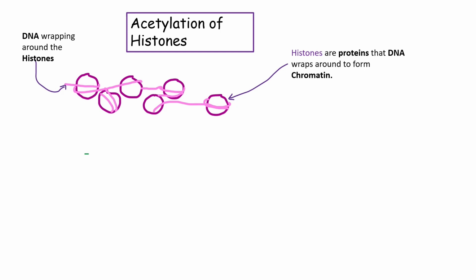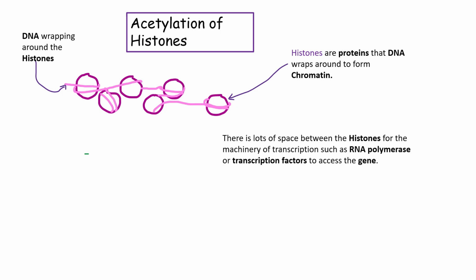Now, you'll notice in this formation of chromatin, there are quite big spaces between the histones, and this allows the machinery of transcription, such as RNA polymerase or transcription factors, to access the gene. And here, in purple with the little arrow, is a transcription factor, or it could be RNA polymerase. And you can see it can get to the DNA and start reading that gene.